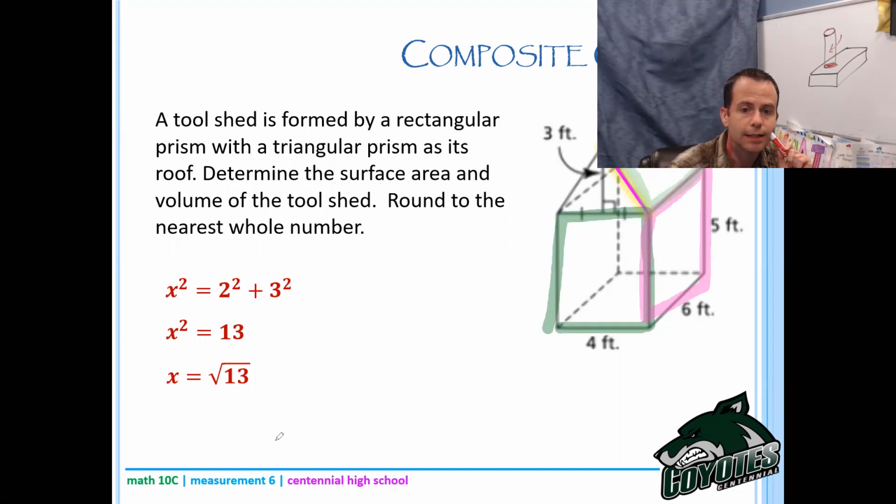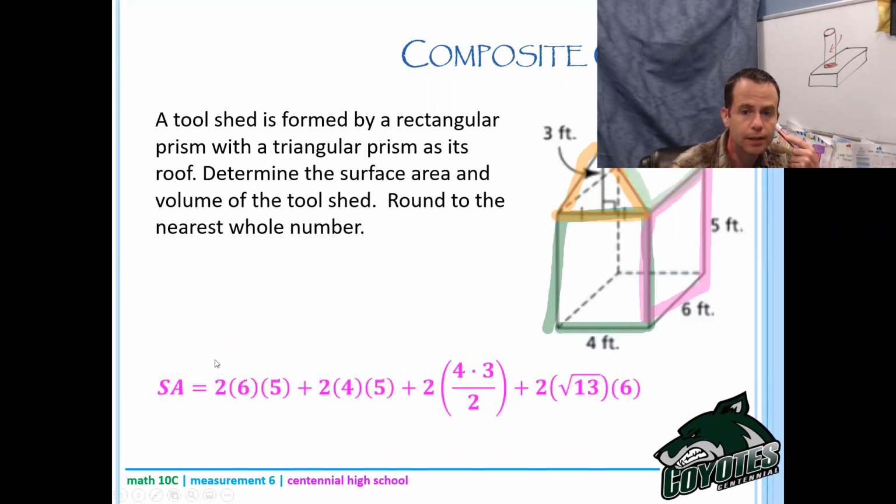Okay, and I have 2 of these triangles. The area of a triangle is base times height divided by 2. So that would be 2 of 4 by 3 divided by 2. Okay, and so I stick all that together in a formula like so. Okay, so I had 2 6 by 5s, 2 4 by 5s, 2 4 by 3 divided by 2s, and 2 root 13 by 6s.